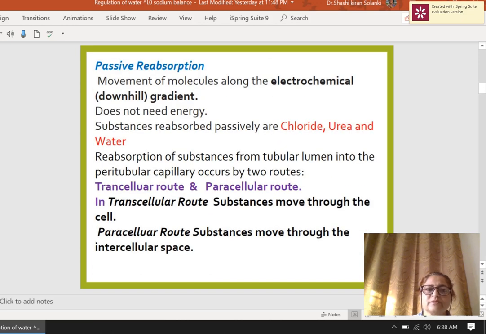Passive reabsorption is the movement of molecules along the electrochemical gradient, that is, downhill. It doesn't need energy. Substances reabsorbed passively are chlorides, urea, and water molecules. Tubular reabsorption from the tubular lumen into the peritubular capillaries occurs by two routes. It may pass through the cell or through the intercellular spaces, and these methods are known as transcellular and paracellular.